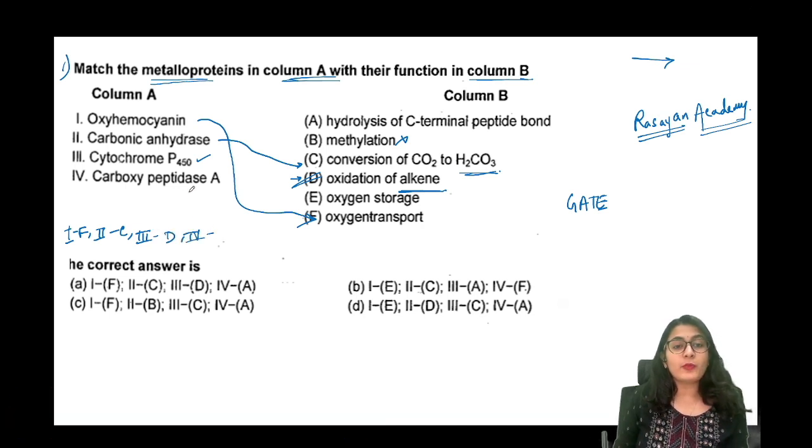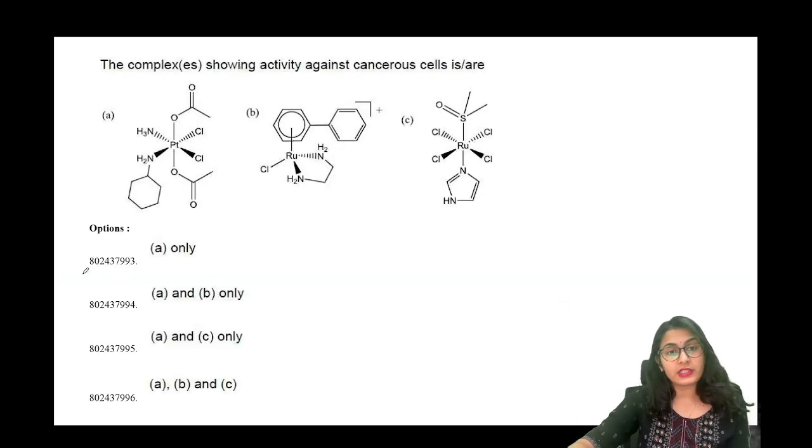Look at the fourth, carboxypeptidase A: absolutely hydrolysis of C-terminal peptide bond. Many a time you have studied this, so this is the correct match. 1 matches with F, 2 with C, 3 is going to be with D and 4 is going to be with A. So A is the correct answer. Very simple. Let's move ahead and look at more questions.